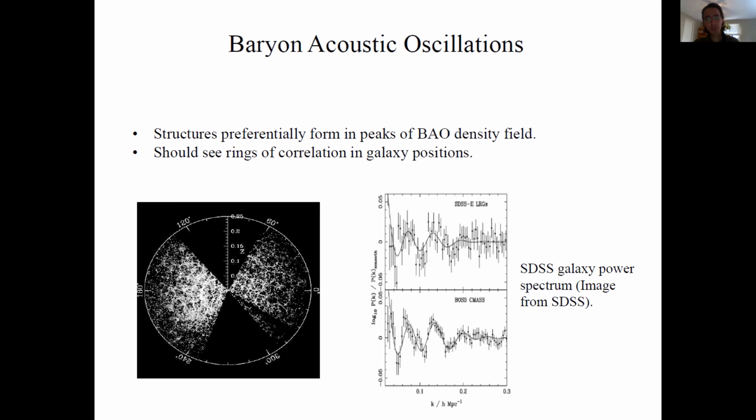But the thinking with 21 centimeters is that doing this is kind of wasteful in a way. In each of these characteristic BAO structures, these rings, there are of order 10 to the 5 galaxies.